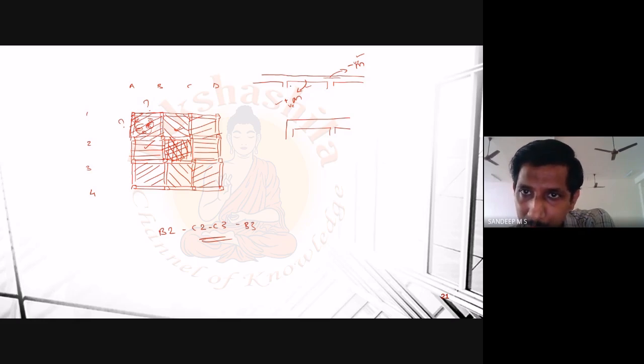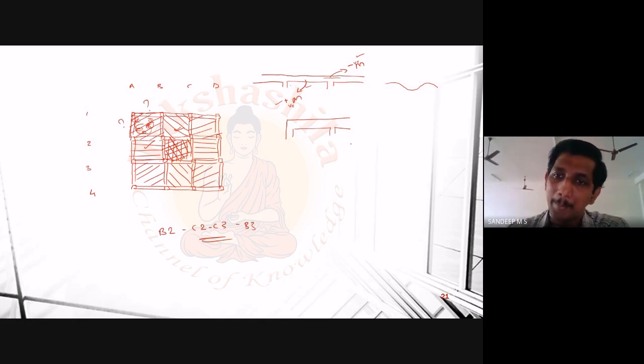This positive moment will try to bend the slab in the downward direction, whereas the negative moment will try to bend the slab in the upward direction. If you see the bend profile, I am drawing it exaggeratedly. What will happen is that at the supports you will have a bend in the upward direction, at the mid you will again have a curvature in the downward direction, and again at the second support you will have a bend in the upward direction. So this is what will happen.